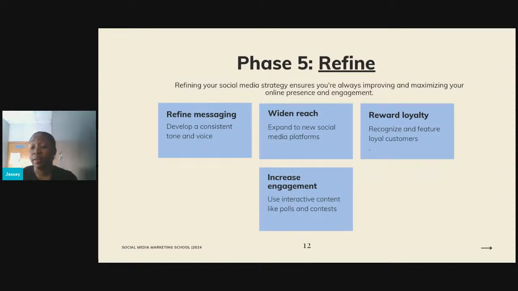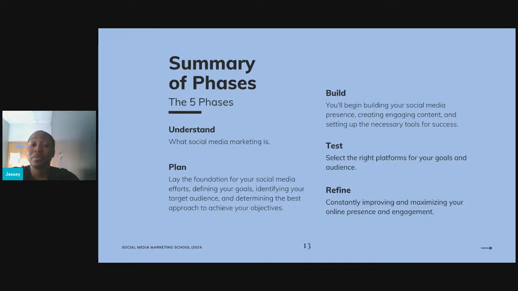So these are basically the five phases of social media marketing, right? Understand what social media marketing is, plan, be able to lay the foundation for your social media efforts, defining your goals, identifying your target audience, and determining the best approach to achieve your objectives. You can build, and by doing that, you build your social media presence, and set up the necessary tools for success. And then you are testing by selecting the right platforms for your goals and audience. And you're as well refining by constantly improving and maximizing your online presence and engagement. So these are basically the five phases of social media strategy.